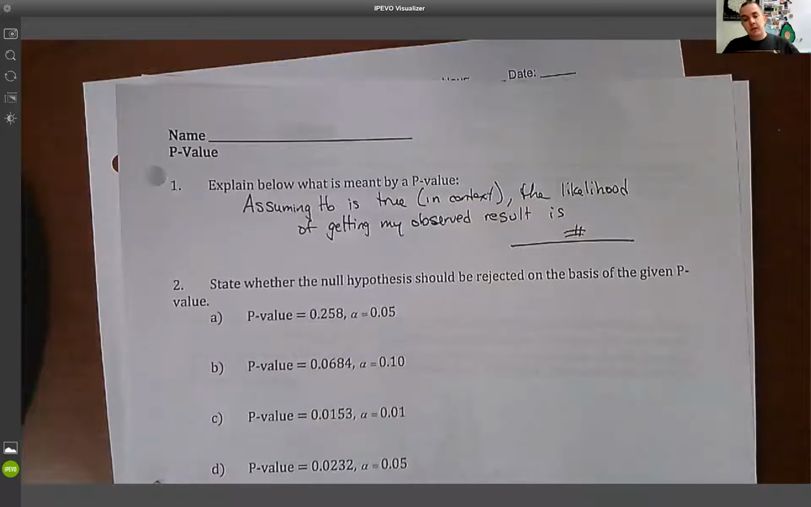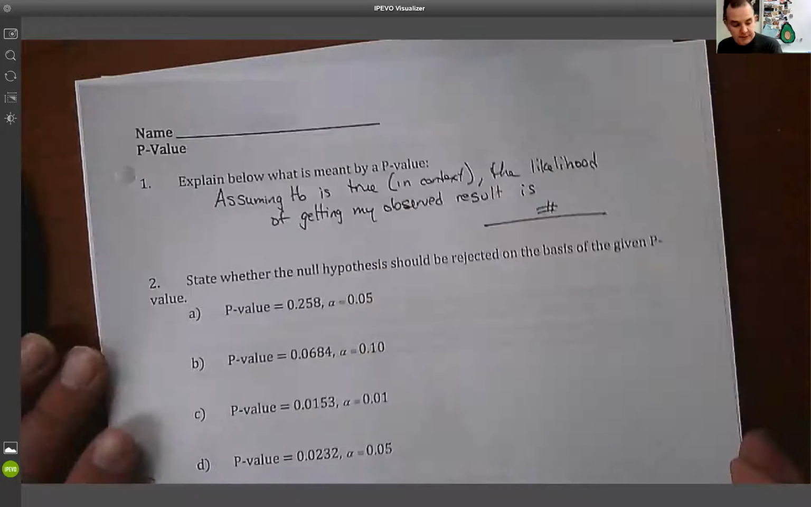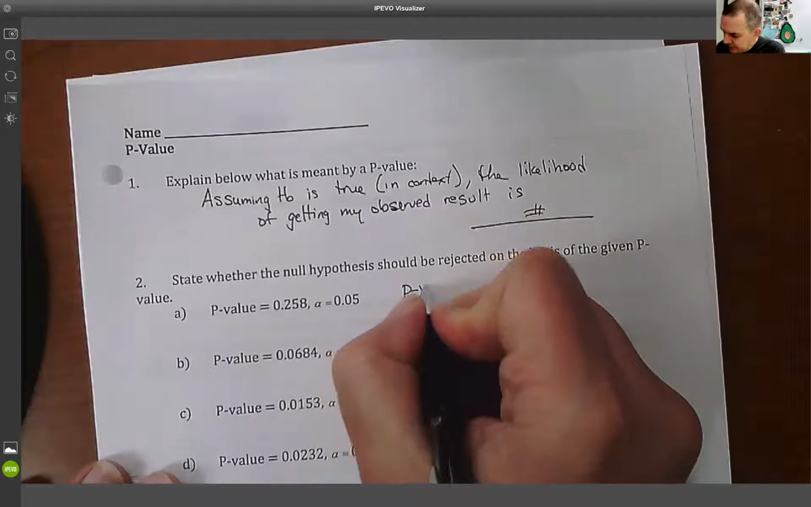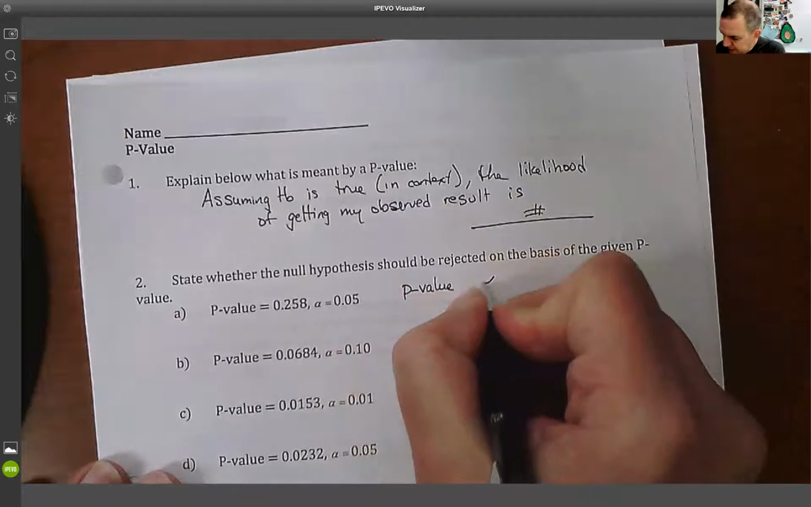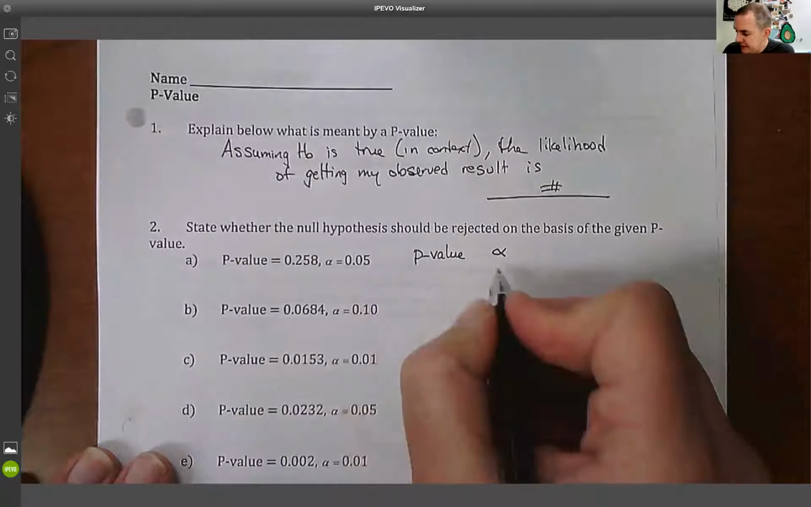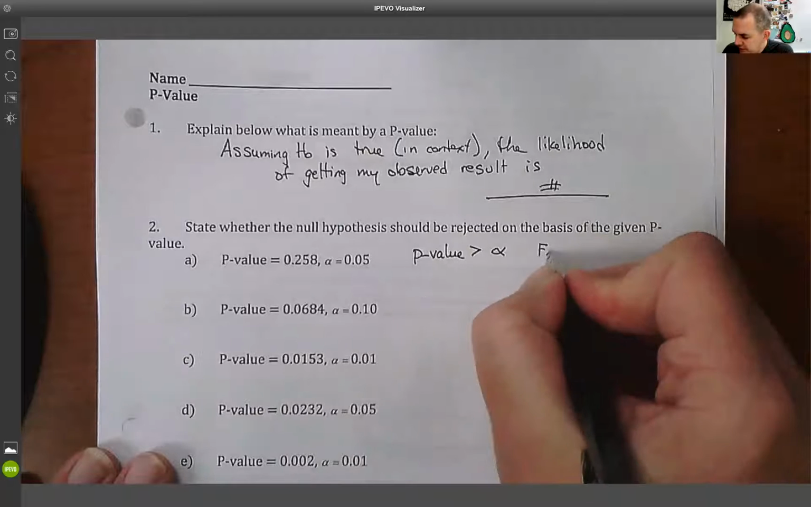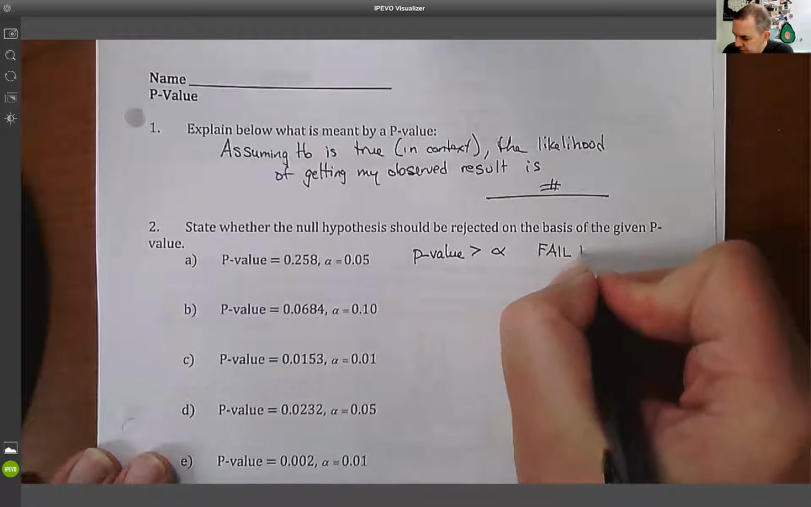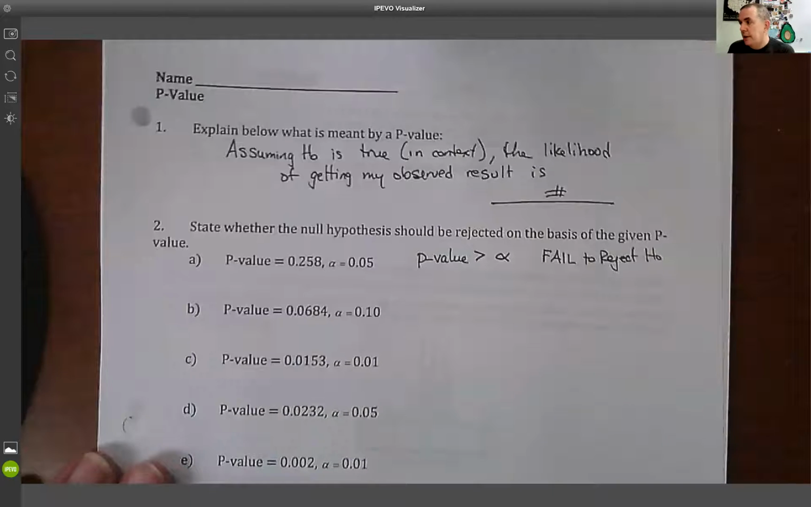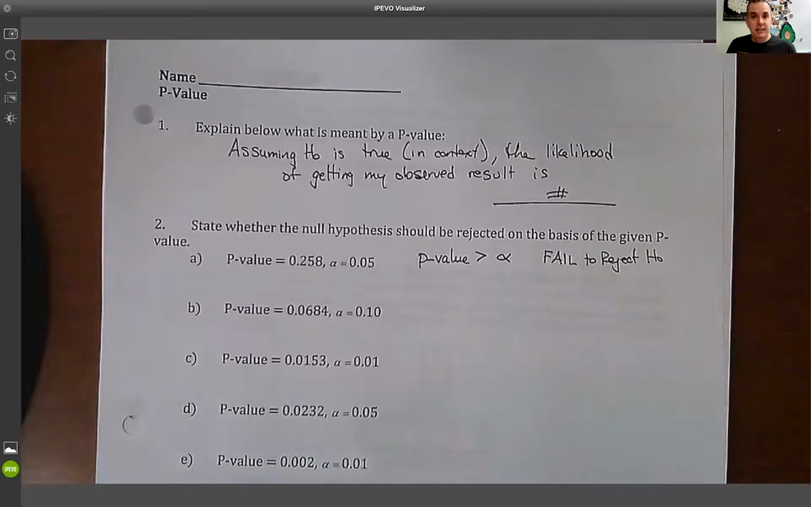So now, let's go through and see our decisions on p-values. The way we are always going to do it is we're going to compare our p-value to our alpha. So in this case, my p-value of 0.258 is greater than my alpha. So this is a fail to reject the null. Fail to reject the null. It's basically saying I got not a significant result. I'm not surprised to get this result.